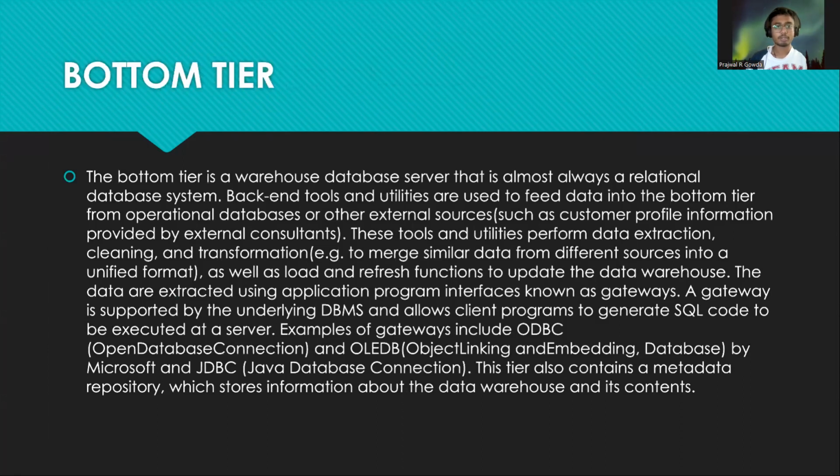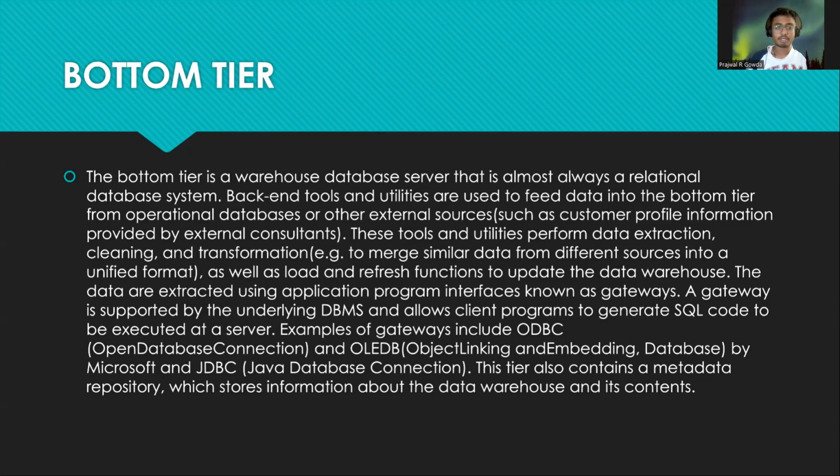Bottom tier. The bottom tier is a warehouse database server that is almost always a relational database system. Backend tools and utilities are used to feed data into the bottom tier from operational databases or other external sources, such as customer profile information provided by external consultants. These tools and utilities perform data extraction, cleaning, and transformation, as well as load and refresh functions to update the data warehouse.